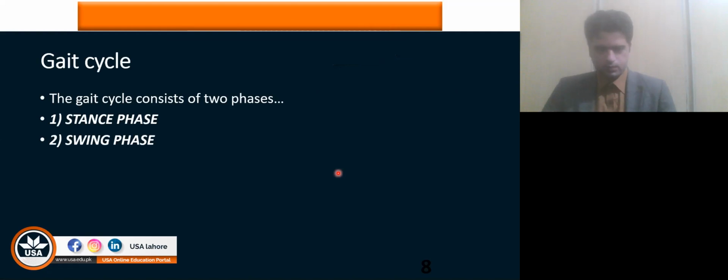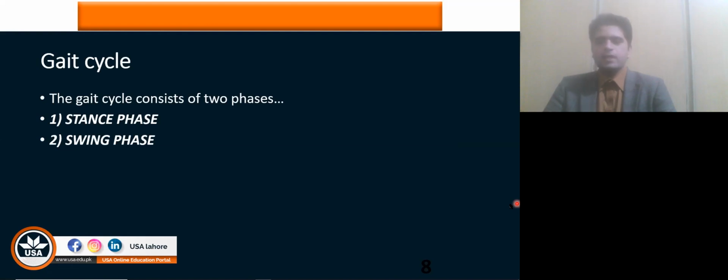So because of this, gait cycle has two phases, the stance and the swing phase. Stance phase occupies 60% of the gait cycle, and the swing phase naturally occupies 40% of the gait cycle. We will discuss in further detail, but remember that stance phase can also be divided into 6 events and periods. I will tell you them now, and I will discuss in detail going further.